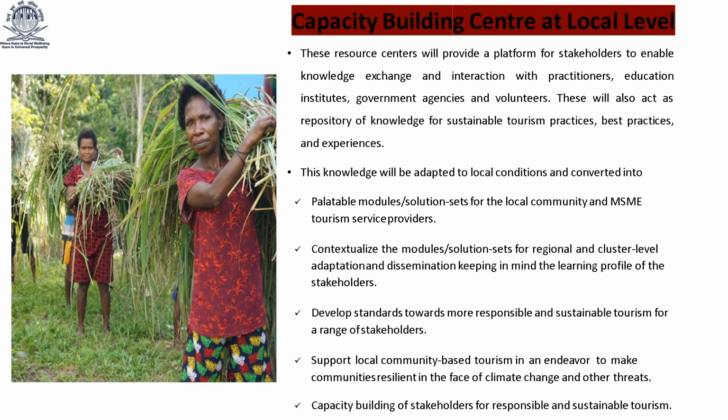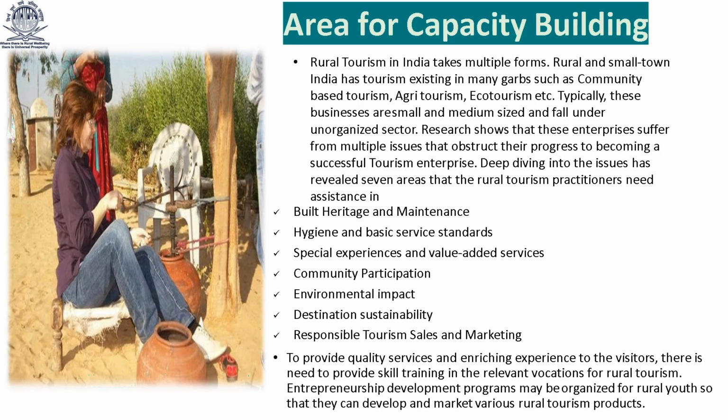Now, let us have a look at the areas where this capacity building takes place. Rural tourism in India takes multiple forms. Rural and small town India has tourism existing in many guises, such as community-based tourism, agri-tourism, eco-tourism, etc. Typically, these businesses are small and medium-sized and fall under the unorganized sector. Research shows that these enterprises suffer from multiple issues that obstruct their progress to become successful tourism enterprises.